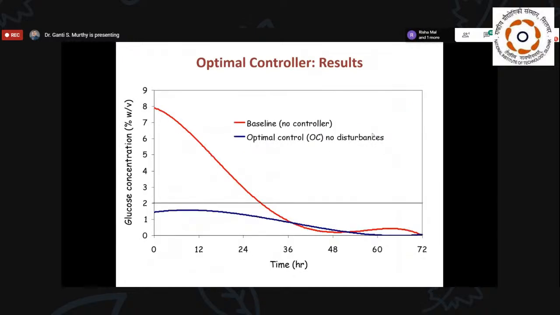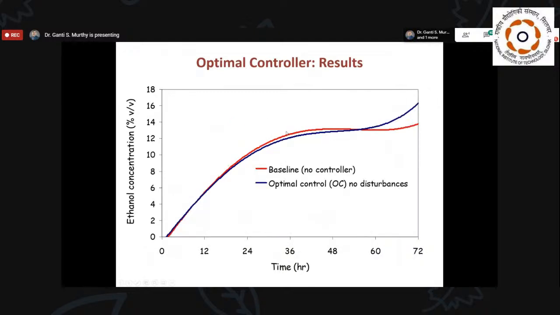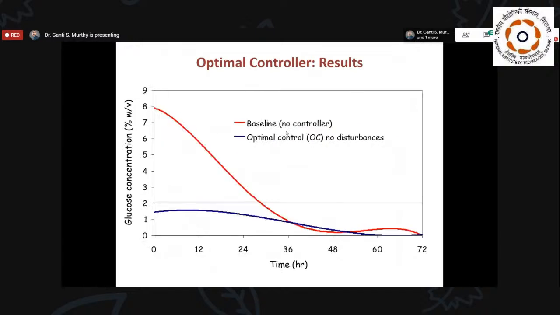If you look at the glucose concentrations, they are very different. In fact, we would like the ethanol concentrations to be the same or higher, and that is what you see at 72 hours. But we want to make sure that our ethanol concentrations are maximized while our glucose concentrations are lower.